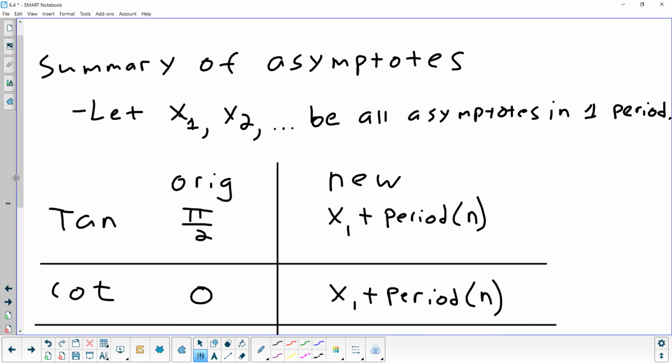In order to describe where the new asymptotes are going to be, because remember, there's infinitely many of them. We can't list them all out. We need to describe them with a formula. As long as you know where one of the original asymptotes is, you can describe where all the asymptotes are. So let's look at, for example, tangent. Tangent has an asymptote at pi over 2.